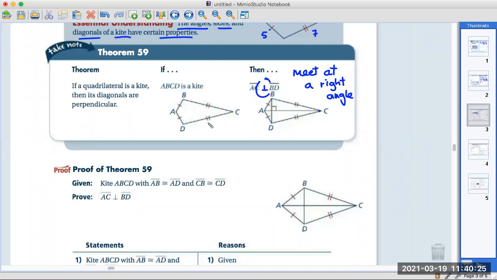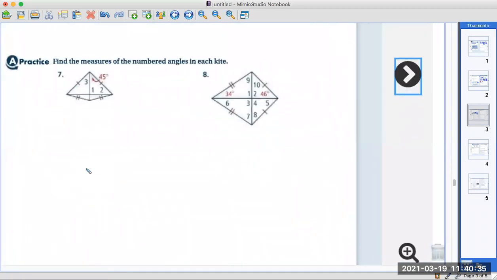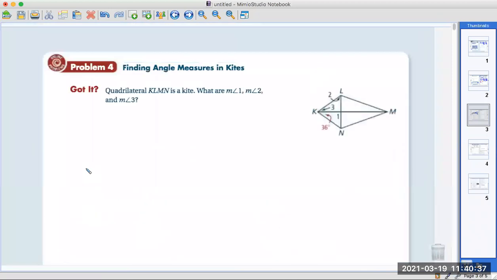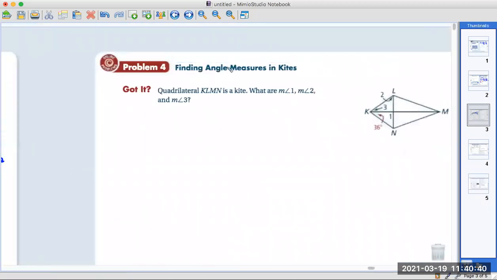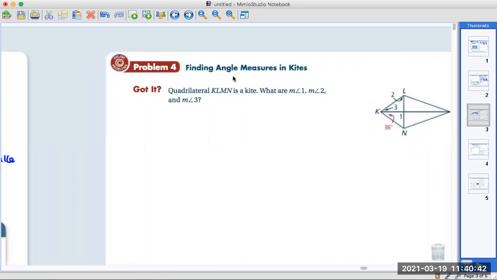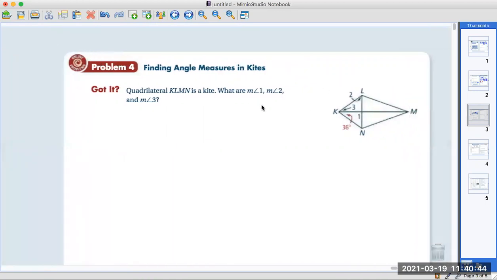So make sure you read that. Highlight. Read it over when you do your homework to look for clues. Next page 311, we're on top. Finding angle measure in kites. So there's our kite, quadrilateral KLMN. KLMN is a kite. What are measure 1, 2, and 3?